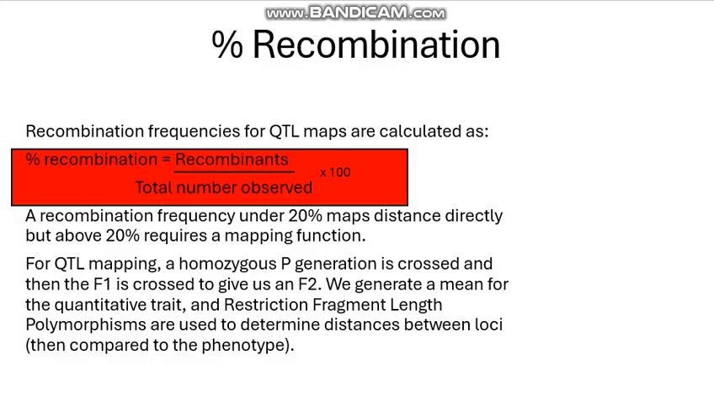For QTL mapping, a homozygous P generation is crossed, and then the F1 is crossed to give us the F2. We generate a mean for the quantitative trait, and restriction fragment length polymorphisms are used to determine distances between loci. Then they're compared to the phenotype.